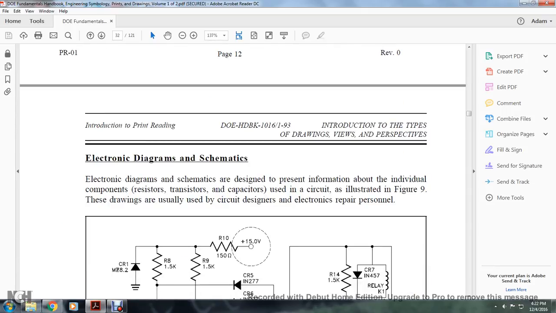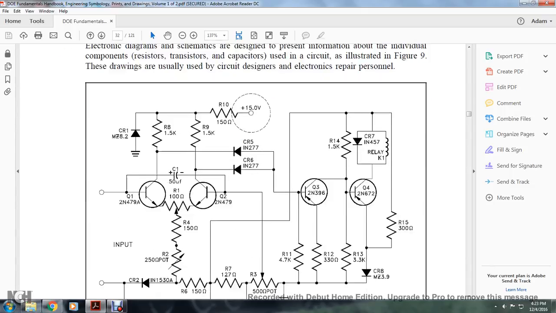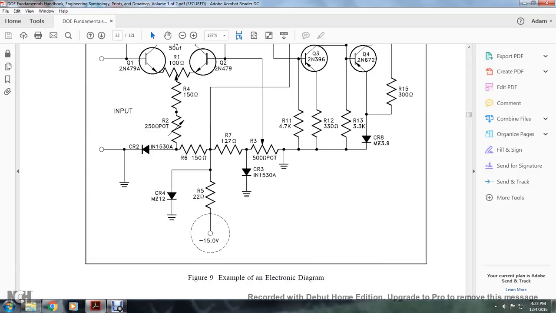Electrical diagram schematics. Electrical diagram schematics are designed to present information about the individual components, such as resistors, transistors, and capacitors used in the circuit, illustrated in Figure 9. The drawings are usually used by circuit designers and electronic repair personnel. Example of an electronic diagram.